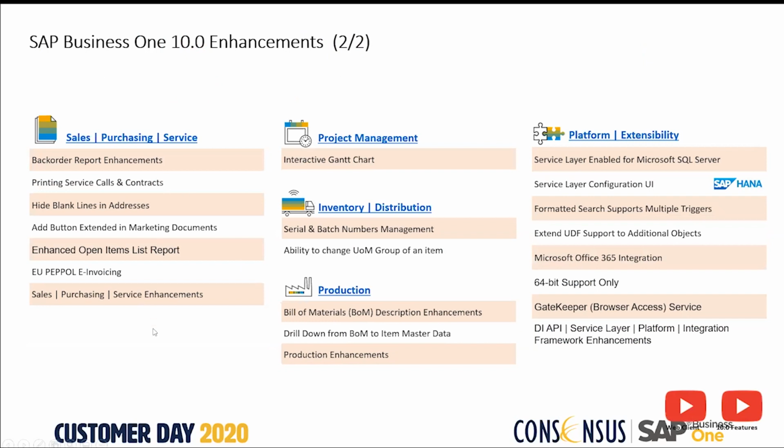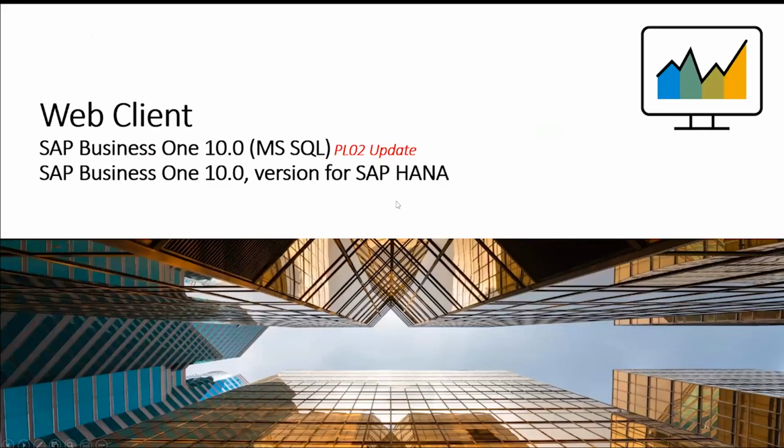On the sales and purchasing, there were a lot of different enhancements, small enhancements that make your life easier. As well on project management, there is a new Gantt chart that is interactive, some changes on the inventory and distribution, production, and extensibility. So I'm not going to go through that list now. I'm just going to go straight to the features.